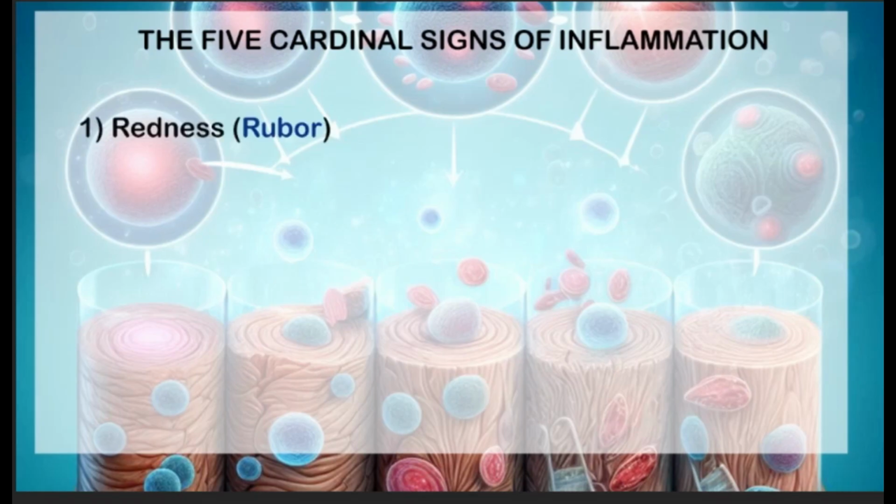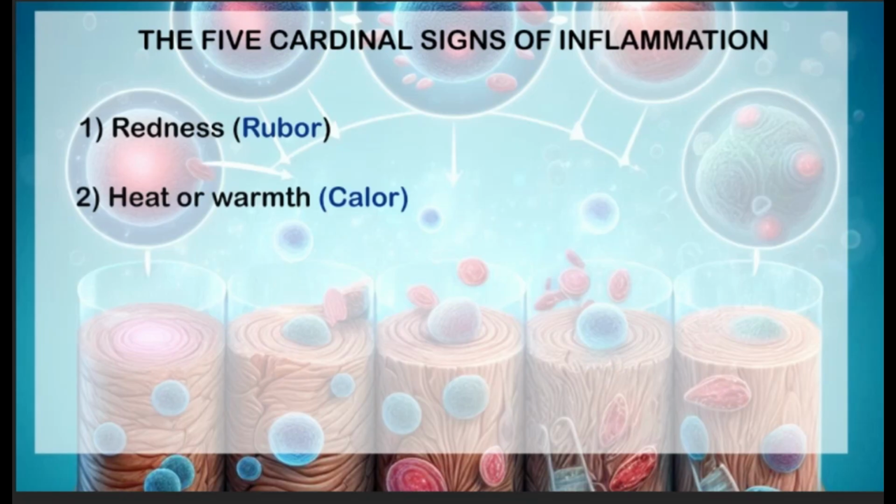First, we have redness, in Latin rubor. This is as a result of vasodilation, which allows more blood flow to the area. Of course, energy is needed for the conflict to be resolved, and this energy is transported by blood, hence the increased blood flow to the area affected. Then second, we have heat or warmth, known as calor. Now this is as a result of increased metabolic activity in the area.